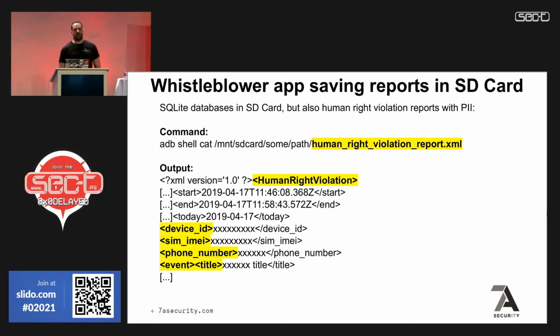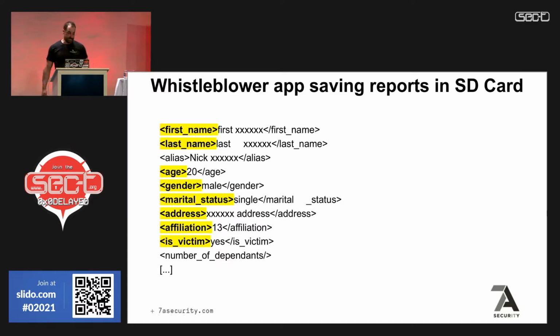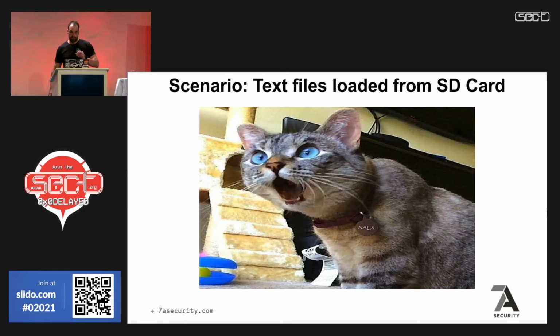So this was a whistleblower application meant to be used in countries with an oppressive government, trying to let citizens report human rights violations. Unfortunately, this application was saving the human rights violation reports that people were entering on the SD card. So this could get somebody killed in a country like that, right? So you have police stop you, then they get the SD card out, they plug it into a computer, they see that you are reporting these human rights violations, and maybe they kill you, they send you to prison or whatever, right? So this could end up pretty badly, and this was all the data from the human rights violation report.